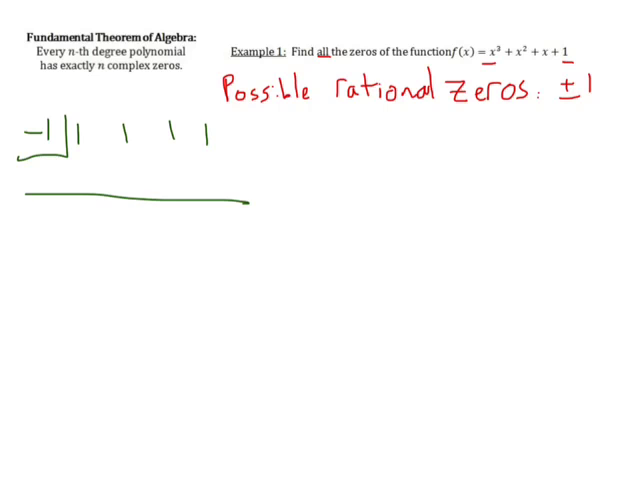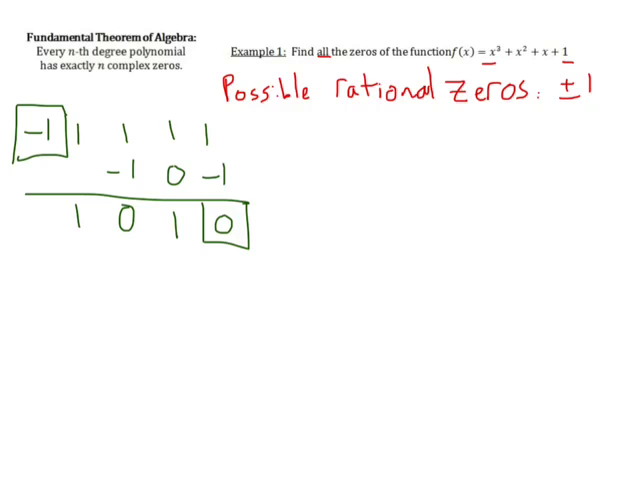Again, we bring down the first coefficient, and we're going to multiply negative 1 times 1, and that gives us negative 1. We add 0, multiply negative 1 times 0, and that's going to give us 0. And we add, we multiply, and we add. 1 minus 1 is 0. And there's our remainder. And so we found a 0. Negative 1 is a 0.